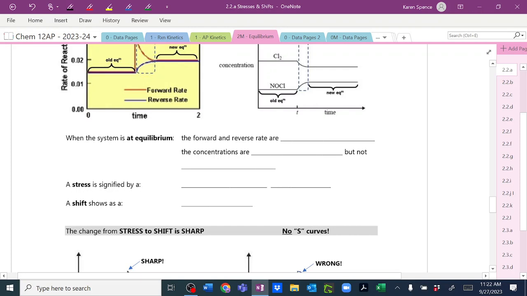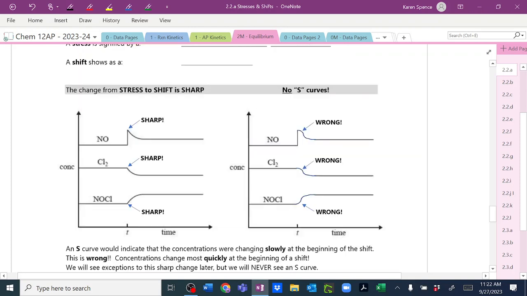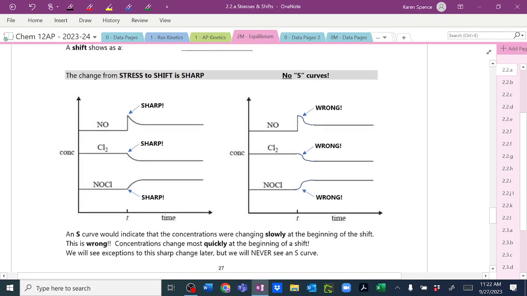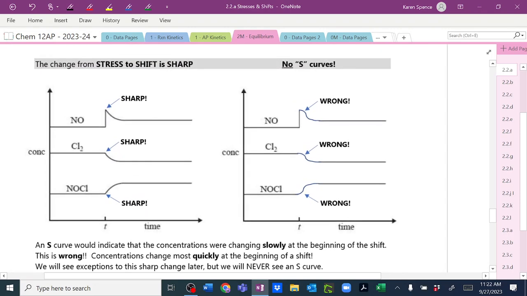I'm going to let you fill this in because it's just repetition. You need to make sure that you have those sharp spikes and you don't have S curves. Why don't we want S curves? Because it's wrong. Because it means you have a slow rate of change at first, and you should have the fastest rate of change at the beginning.